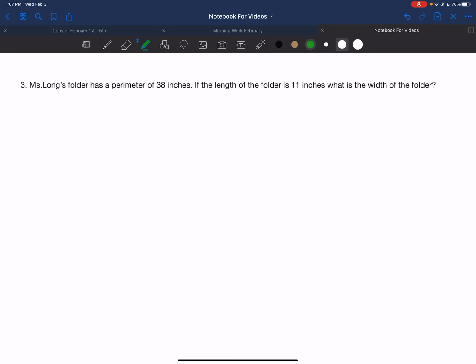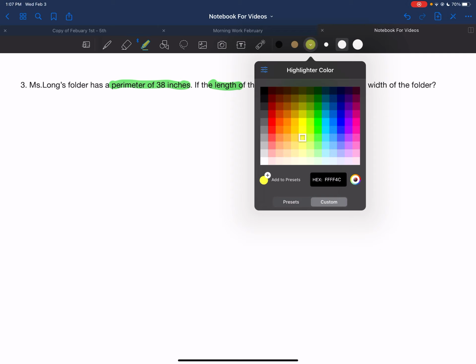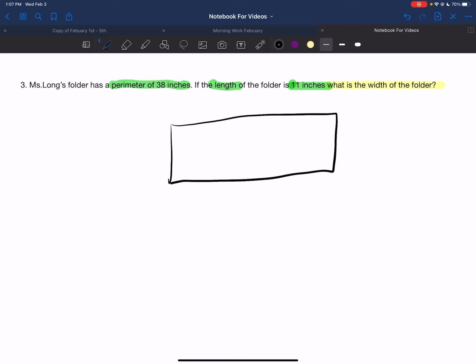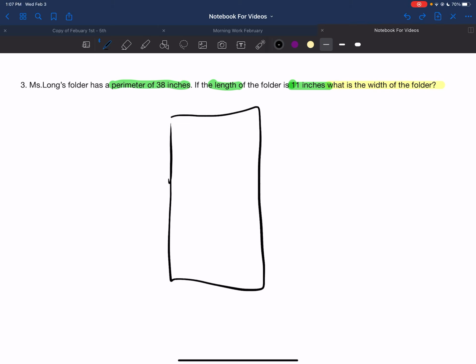Miss Long's folder has a perimeter of 38 inches. If the length of the folder is 11, what is the width of the folder? So the question's asking, what is the width of the folder, not for area or perimeter. So I'm going to go ahead and draw my model. Well, I'm going to make it look like a folder. We know folders are tall. All right, so we know that P equals 38.